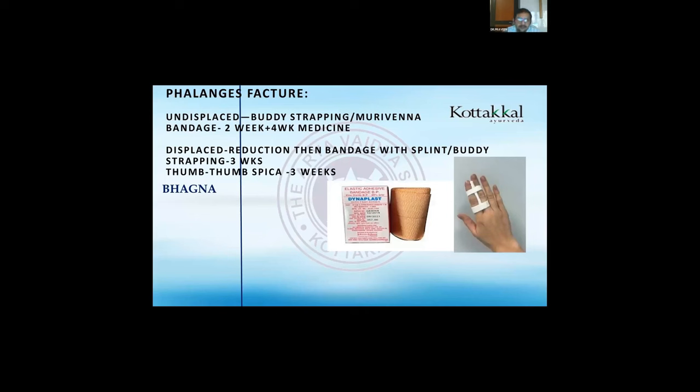Coming to the phalanx fractures, both in the fingers and toe, same concept. When it is undisplaced, buddy strapping or Murivenna bandage is sufficient, 2 to 4 weeks based on the level of fracture, and we have to give internal medicines. When displacement is there, then we have to try for reduction, and then we have to bandage, or buddy strapping can be done. In case of the thumb, we have to use a thumb spica for immobilization. In all these conditions, when they are not maintaining the reduced posture, we have to send for K-wire fixation.